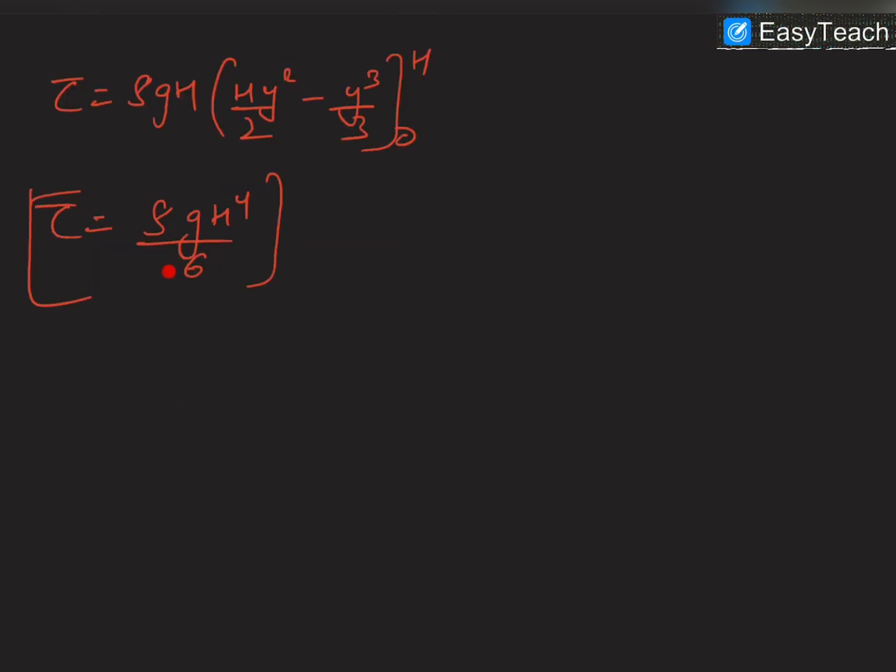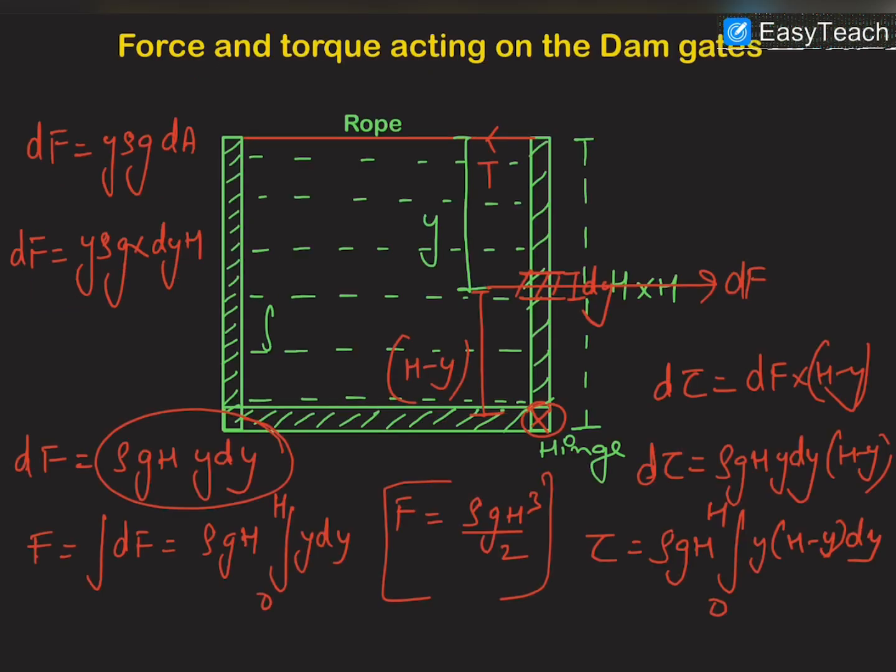You can see that this is the correct expression of torque. So you should always remember that to find out the torque, you have to integrate the elemental force and elemental torque acting on a small element of the wall about the hinge. So this is the first thing which is very important to note.